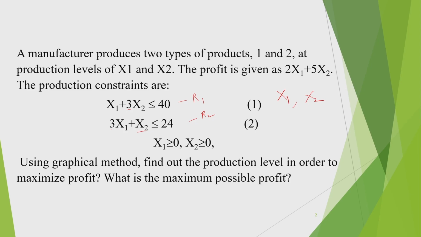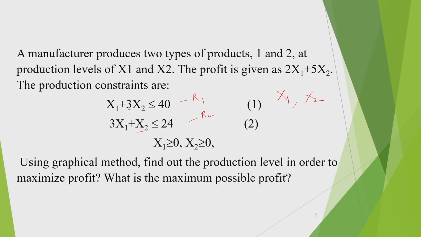We cannot accept any solution in which a quantity is negative. Theoretically in mathematics we do get answers where something is negative, but here you cannot have a negative production quantity, it has to be positive. So, x1 greater than or equal to 0, x2 greater than or equal to 0.